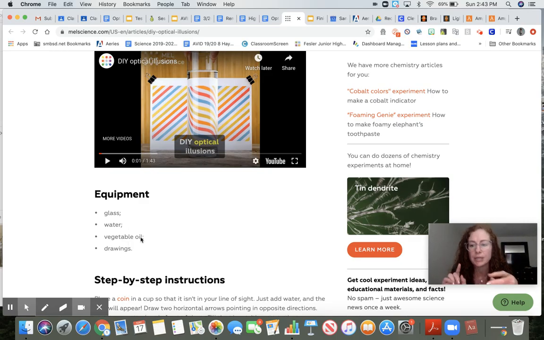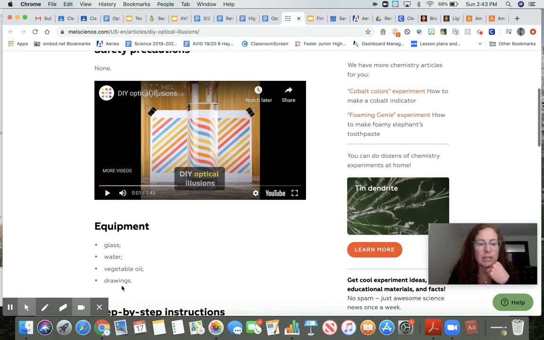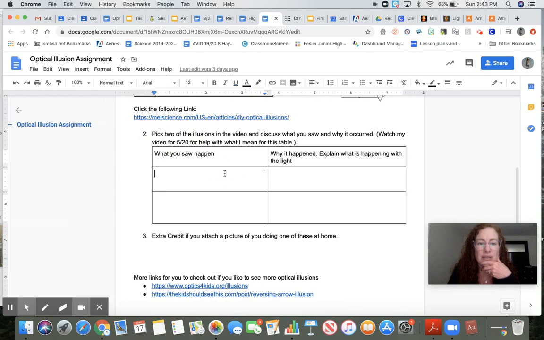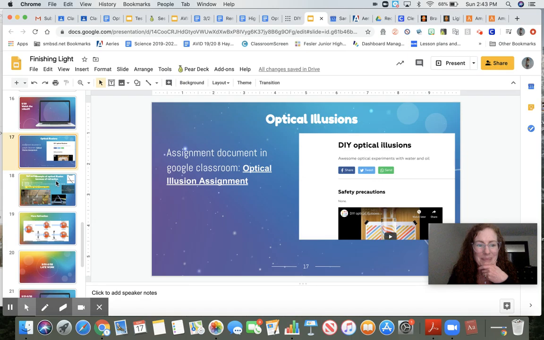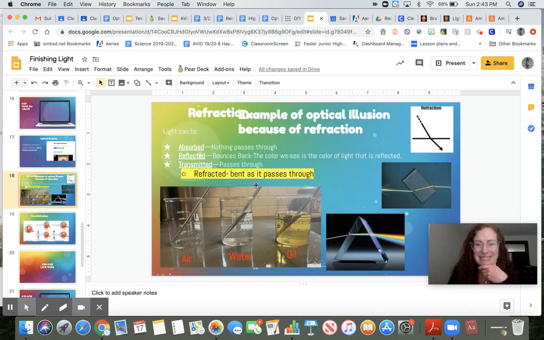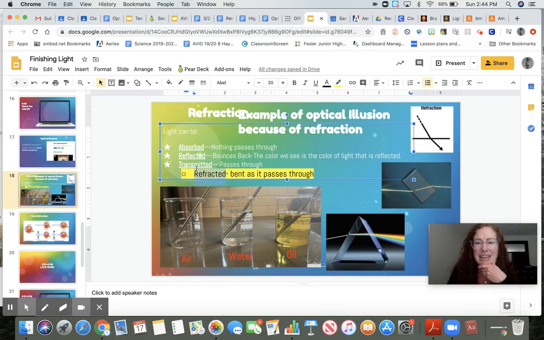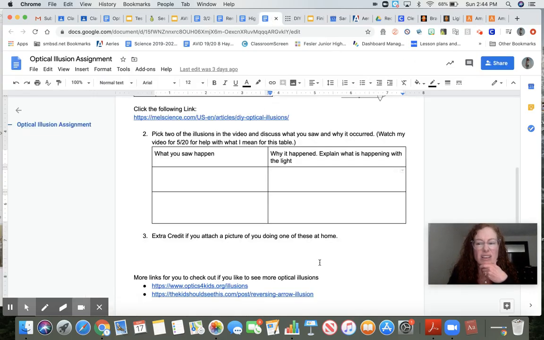If you don't have vegetable oil, any oil would work, or corn syrup, anything that's thicker than water that's in your kitchen. If you want to try it the other way, rubbing alcohol would actually be less thick than water. And you can just see some different things. So what you're going to do here, what do you see happen? Like on that one, I just said there were straight lines on the paper behind the glass, but when the glass of water was put in front of it, it was wavy. Why did it happen? Why did this look bent? It's going to be because of refraction. Okay, so that's what you would explain there. And I'll give you a little hint. Most of them are refraction.